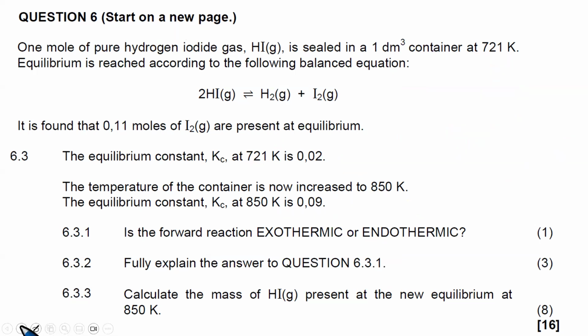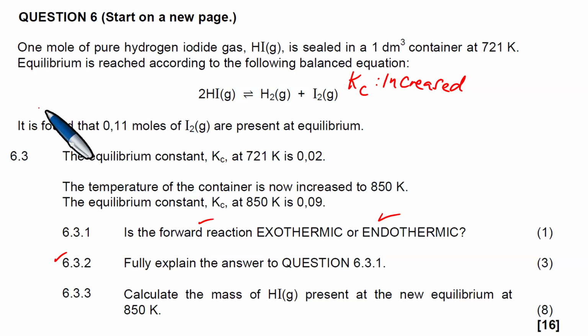Now the question is why is this? Because in 6.3.2, the examiner is saying, fully explain the answer to question 6.3.1. Why are we saying that if the temperature increases and the Kc increases, then the forward reaction is endothermic? Why is that the case? The examiner is asking, so we're going to explain that part. And here's the explanation. To explain that, we're going to say that Kc increased.